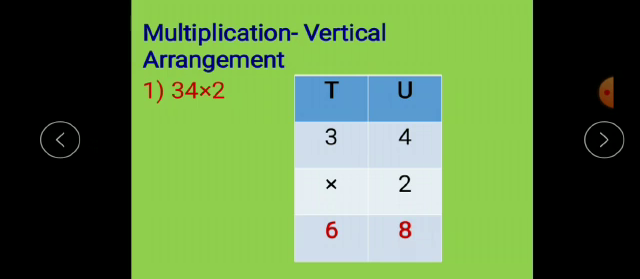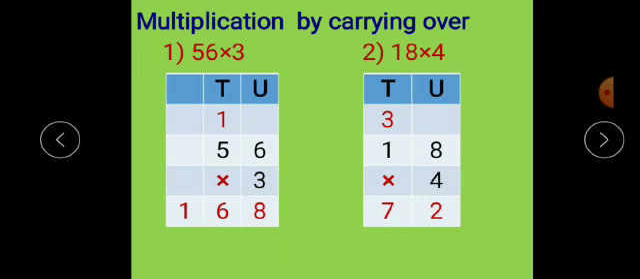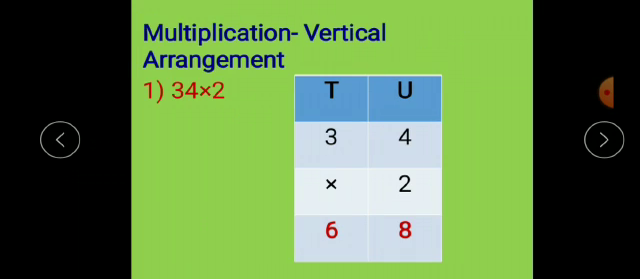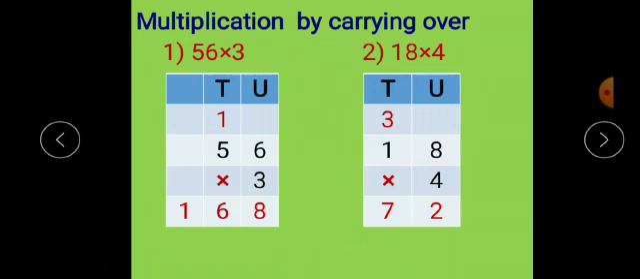Now multiply 2 with 3. Means you have to recite the table of 2, 3 times. So 2 threes are 6. So write this 6 here. So the answer is 68. In this way you have to follow multiplication and find out the answer. Now see, this is multiplication without carrying over. Now we will see multiplication by carrying over.